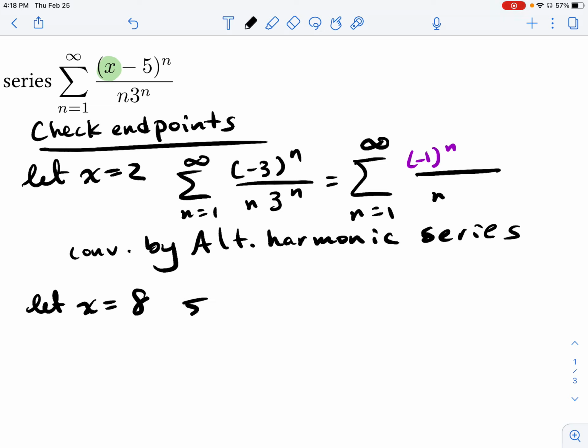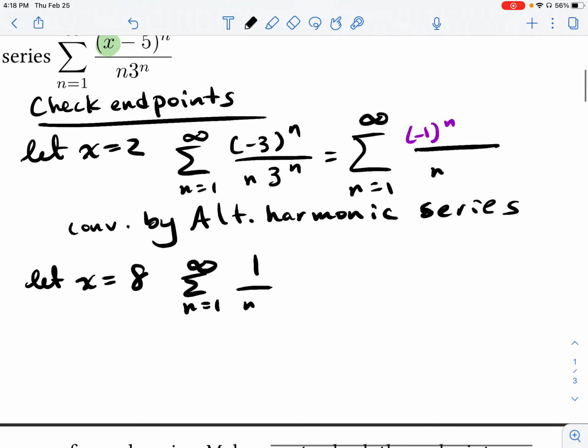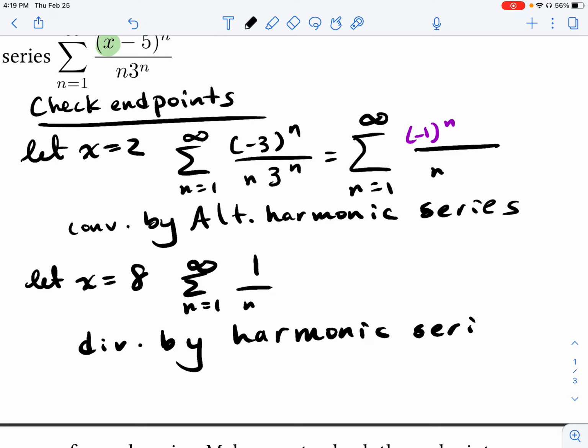So when x is equal to 8, let's plug that into our power series. Again, we're plugging 8 in for this x. So 8 minus 5, that's 3 to the n over n times 3 to the n. And again, we see that these terms are going to divide out. So this is equivalent to the following series. This is equivalent to 1 over n. Let me just write that as well. 1 over n. And what do we know about this series? This series diverges because it's a harmonic series. And again, you can use the p-series test here if you like as well, but just know that this is a harmonic series, which we've established diverges.